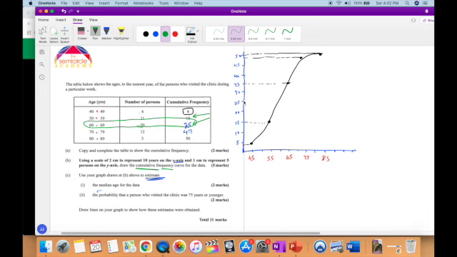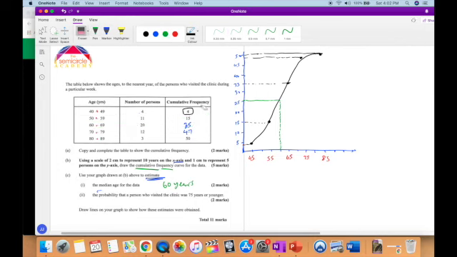If we plot 25 and we come down, we could see that basically the 60-year-olds are 25. So what they say, the median age for the data, 60 years. Right? The probability that a person who visited the clinic was 75 years or younger.